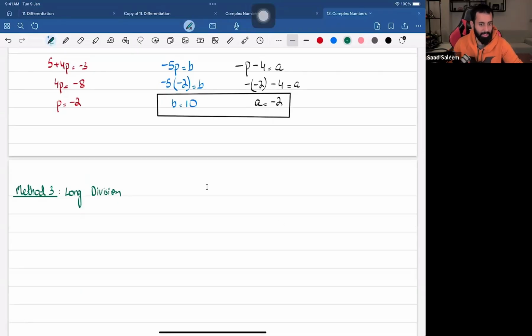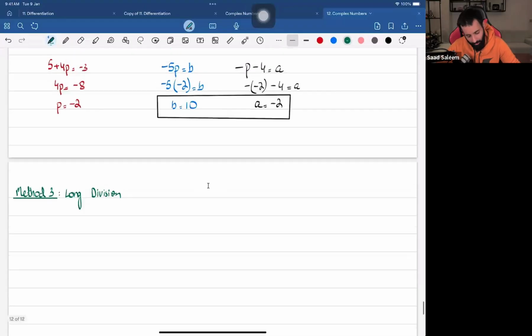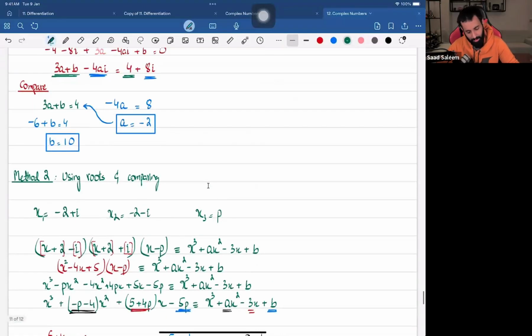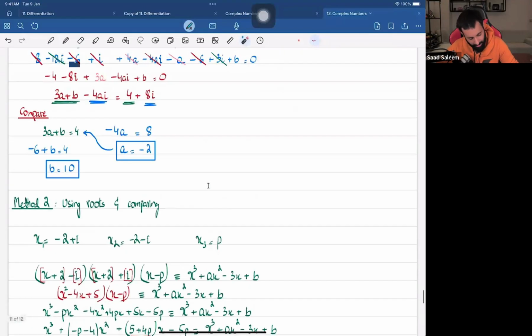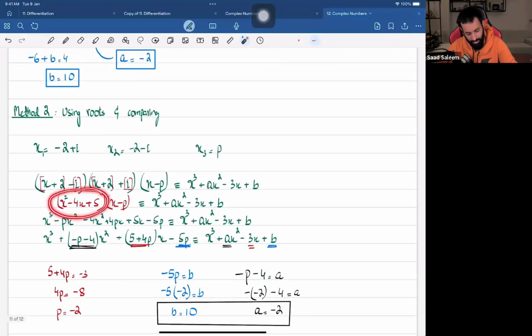It's important that we learn it, and then, like I said, you guys can stick to whatever method you like, because in some cases we might actually have to use long division, like the example question that I will solve after this one. So we already have the quadratic equation that's formed. And what's that? That's right here, x squared minus 4x plus 5.